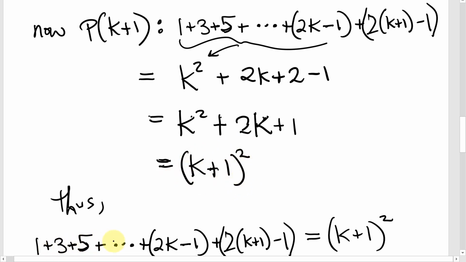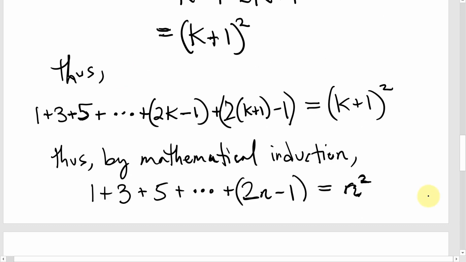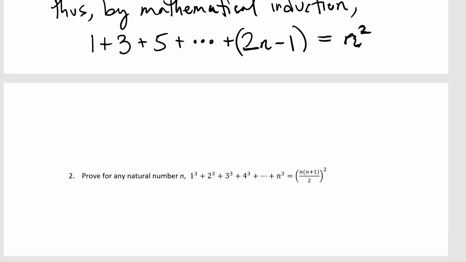So this left hand side equals this right hand side, and that is the statement P at k plus 1. And so then we can say, by mathematical induction, the sum of the first n odds is equal to n squared. And that would be true for any natural number greater than or equal to 1. Let's have a go at one more example.